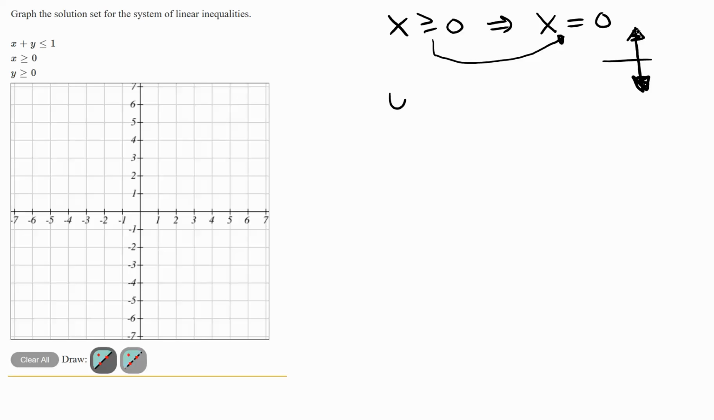The other easy one to take care of right away is y is greater than or equal to 0. Again, put in equal signs. And once you see that, you say, oh, that's a horizontal line. Horizontal line when y equals 0. In fact, it is the x-axis. That's what we have here.